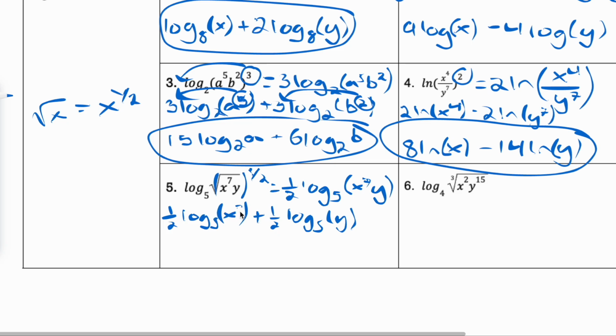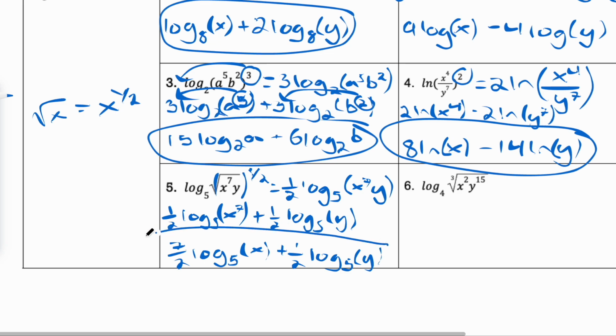Now the only thing we need to deal with here is this 7. Since we have it as an exponent, we can move it out front, meaning we can just say 7 over 2, right? We're just multiplying 7 by 1/2, log base 5 of x plus 1/2 log base 5 of y. Great. Perfect. Okay, now let's tackle this problem over here.